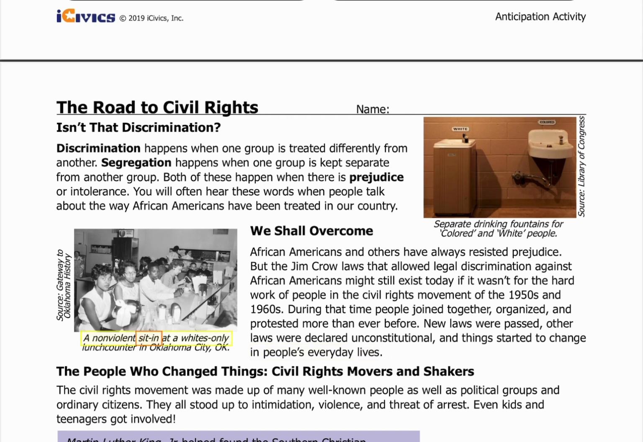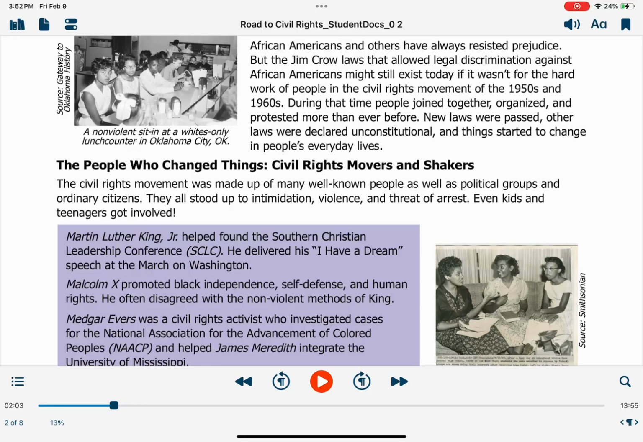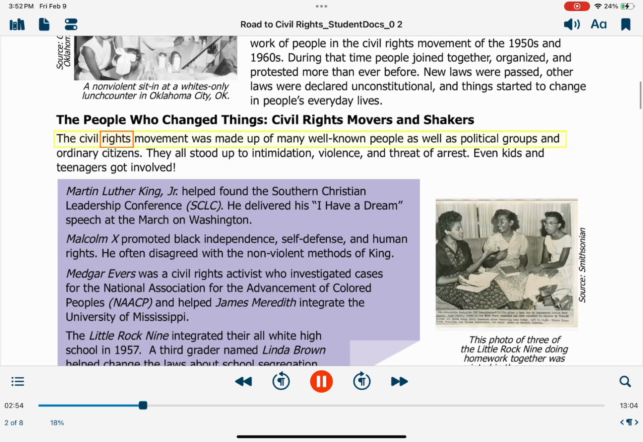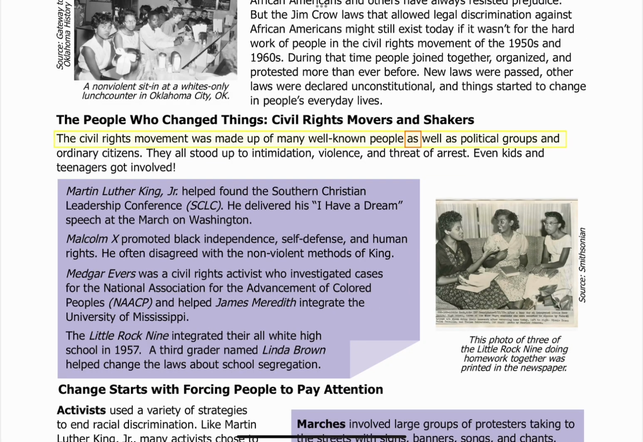A non-violent sit-in at a whites-only lunch counter in Oklahoma City. Separate drinking fountains for colored and white people. The people who changed things, civil rights movers and shakers. The civil rights movement was made up of many well-known people as well as political groups and ordinary citizens. They all stood up to intimidation, violence, and threat of arrest. Even kids and teenagers got involved.